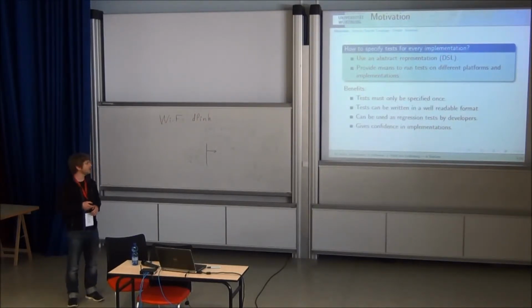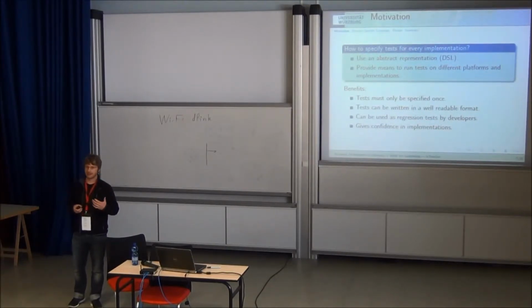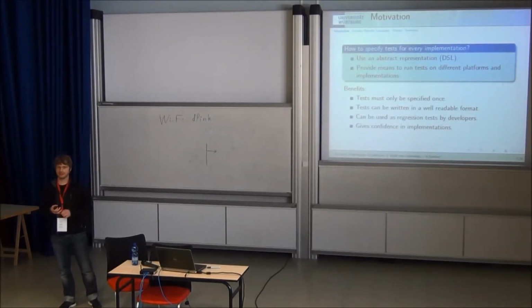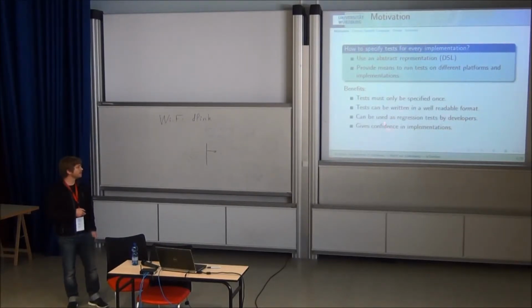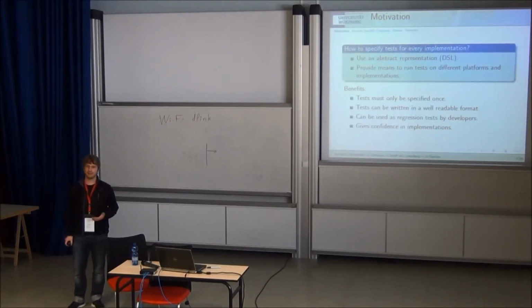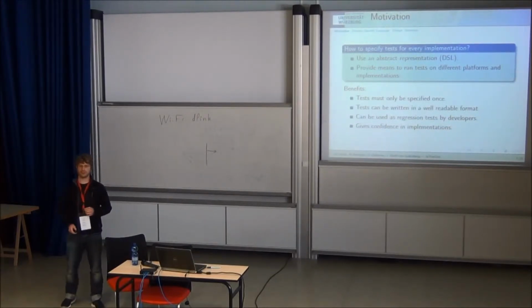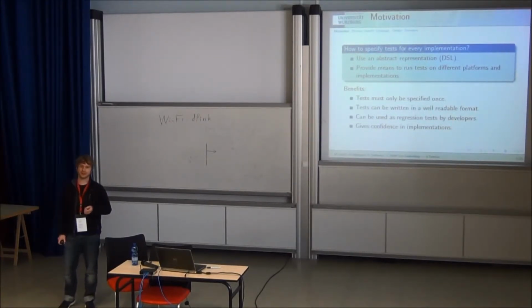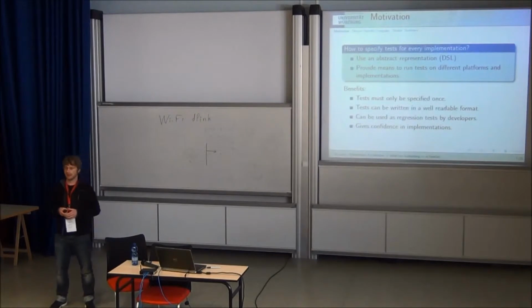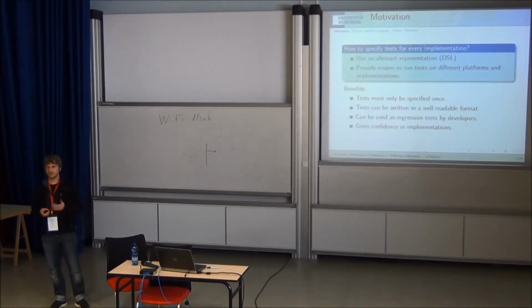The second thing is we can do it in a well-readable format. So the implementer can easily gain access to the material and see what kind of tests will be run there and where his implementation may have a fault or something. Then the developer of the library can also use this as a regression test while developing, and that will speed up the implementation process. And then it also gives us confidence in the implementations, especially for the user. So a user can just download an implementation, run hopefully the tests on his environment against it, and has at least some confidence that the implementation will work.